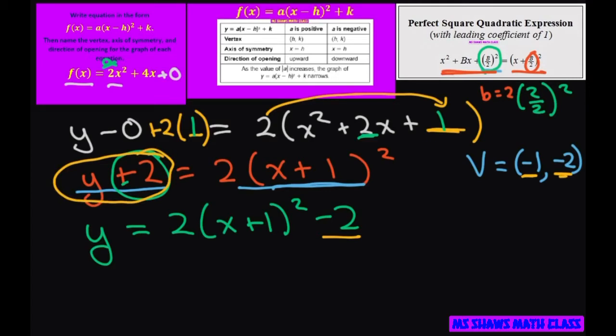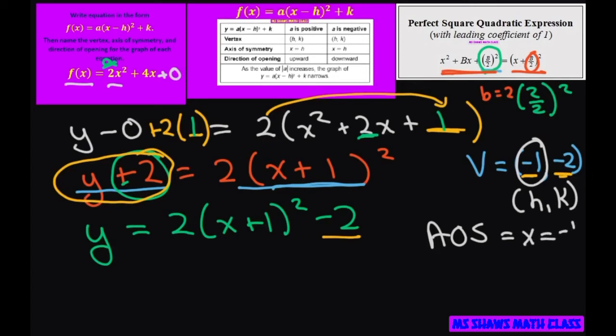Now your axis of symmetry is your h portion. This is your h, k. So your axis of symmetry is going to be x equals whatever your h is, which is negative 1. So we have the vertex, we have the axis of symmetry. It opens up, and this 2 means it's going to be more narrow than usual. But they're not even asking for that. It just opens up because this is positive. Our lead coefficient's positive.